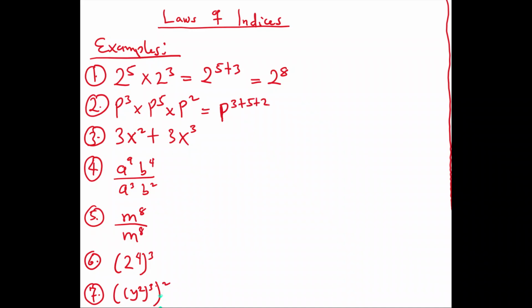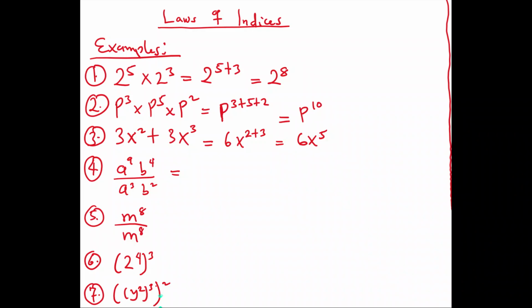So we do p, all of them have the same base, so we just do p raised to power 3 plus 5 plus 2, okay. 3 plus 5 is 8, 8 plus 2 is 10, so that would be p raised to power 10, okay. Number 3, we have 3x squared plus 3x cubed. So 3x plus 3x gives us 6x. 6x, so now let's add up the powers together. So 6x raised to power 2 plus 3, that will give us 6x raised to power 5, okay.